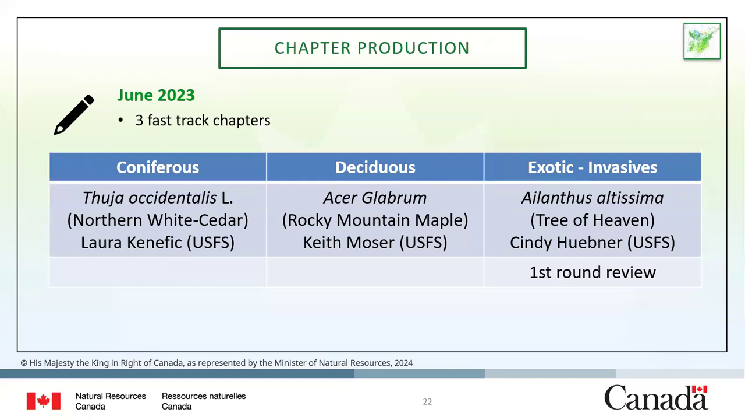We also have 3 fast-track chapters in production that were launched in June. Those will be available this summer. For regular chapters, the authors have 1 year to submit a full first version of their chapter. So 3 of 7 are right now in their first round of the review process.